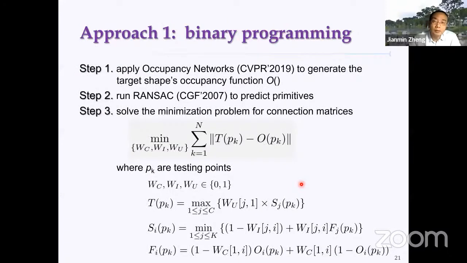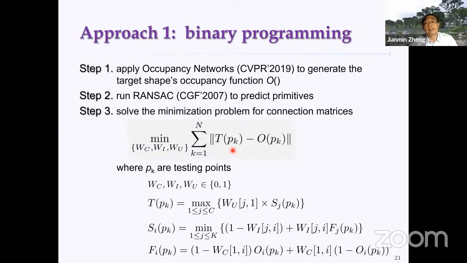For the first approach, we propose to use binary programming. That involves three steps. In the first step, we use an existing method, like the occupancy network proposed in CVPR 2019. This allows us to generate a target shape occupancy function for the point cloud, and this serves as a target function. Then we run RANSAC to predict the primitives: how many primitive objects we need, and what those primitive objects are. Then, to build the CSG stem, what do we need? Just to find the connection layers. The connection matrices can be found by finding the solution of this minimization problem.